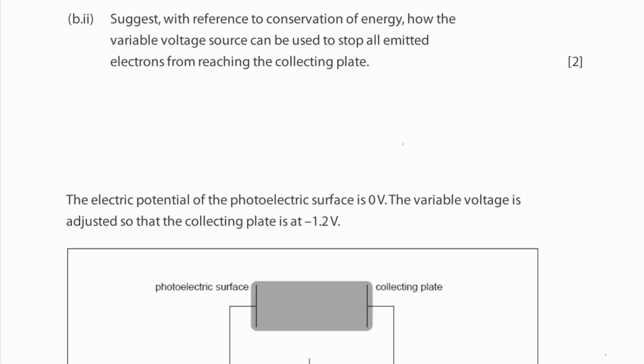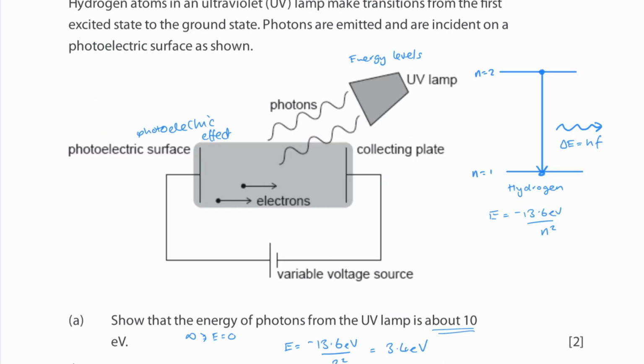B2. Suggest, with reference to the conservation of energy, how the variable voltage source can be used to stop all emitted electrons from reaching the collecting plate. Now we're going to a completely different part of this experiment. Let's go back to the diagram. We've looked at the energy levels and the UV photons being released from the UV lamp. We've looked at the photoelectric surface and that being the photoelectric effect. What we're now going to look at is this section here.